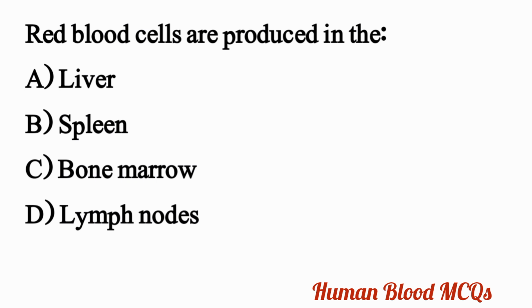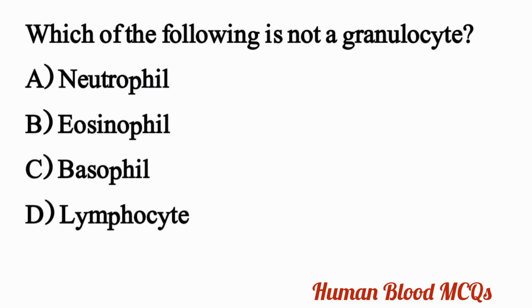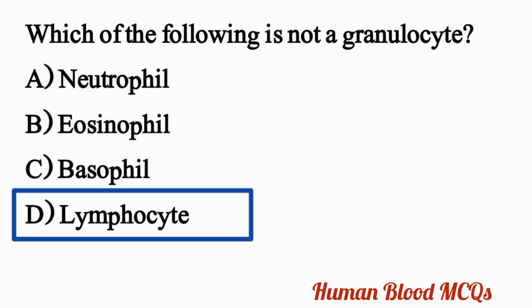Red blood cells are produced in the. The right option is option C, bone marrow. Which of the following is not a granulocyte? The right option is option D, lymphocyte.